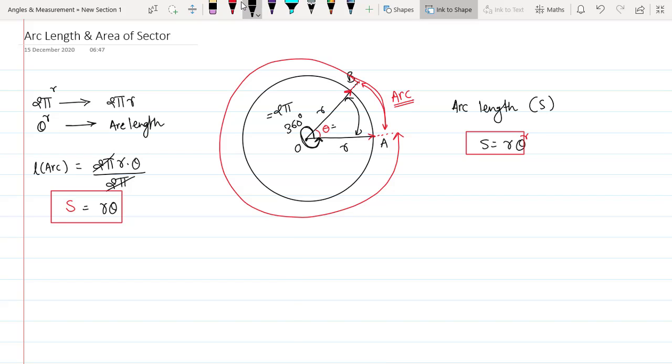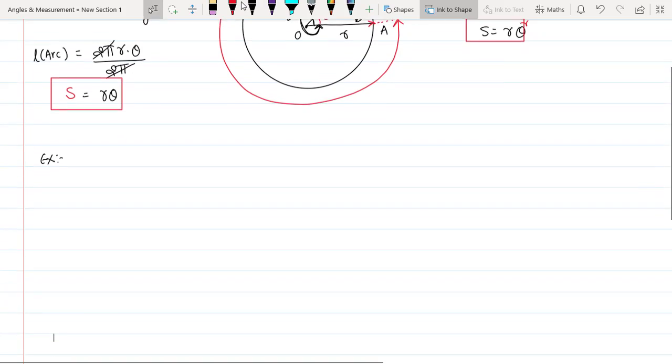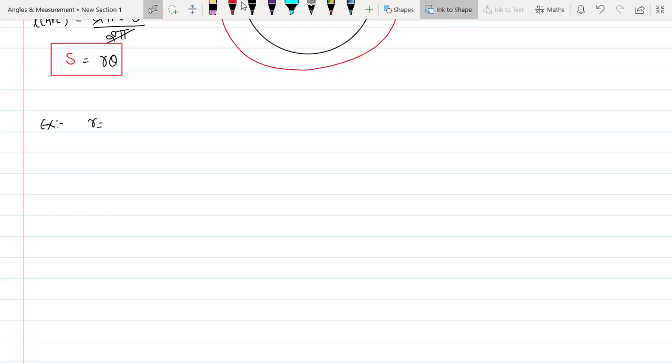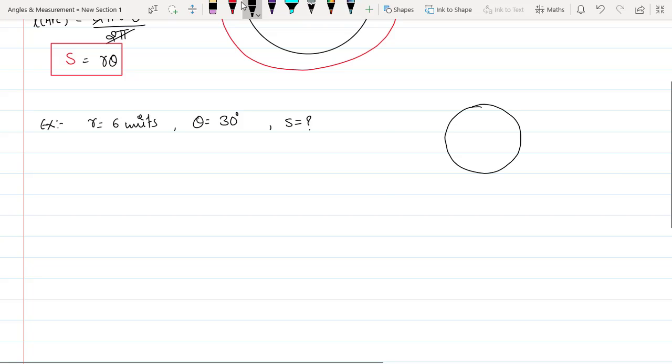What is the arc length if the angle subtended here is 30 degrees? So the example is: suppose I have a circle of radius 6 units, and the angle subtended at the center is 30 degrees. Now find the arc length. What will the figure be in that case? Suppose this is the circle we have. What is its radius?